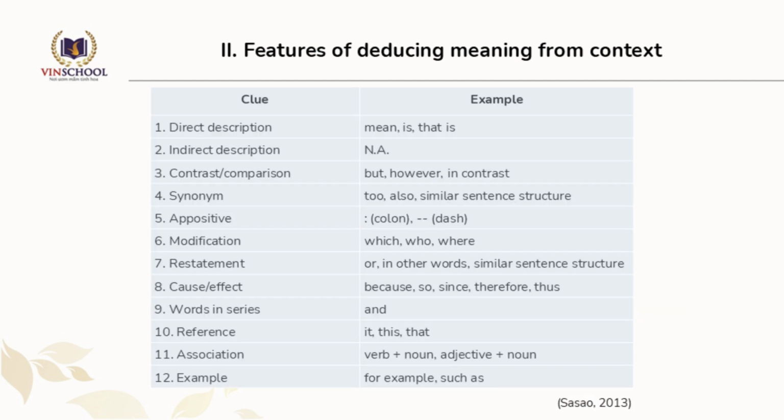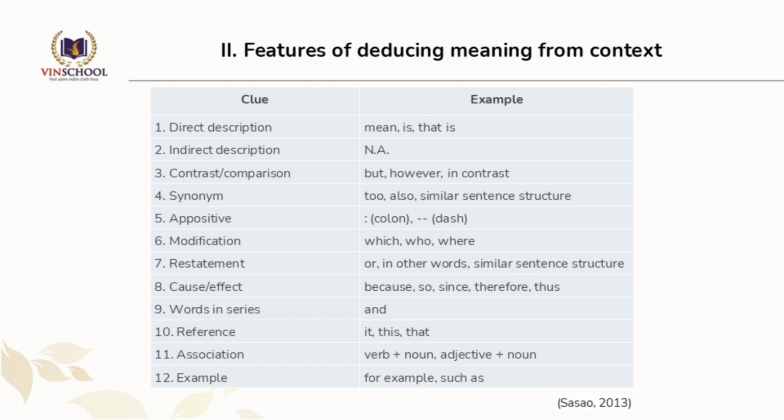Direct description includes mean, is, or that is. The next one is indirect description. For contrast or comparison, students can look for words like but, however, or in contrast. Synonym clues are words such as too, also, or a similar sentence structure. Appositive: punctuation marks like a colon or dash signal an appositive. Modification is words like which, who, or where. Restatement clues are phrases like or, in other words, often with a similar sentence structure.